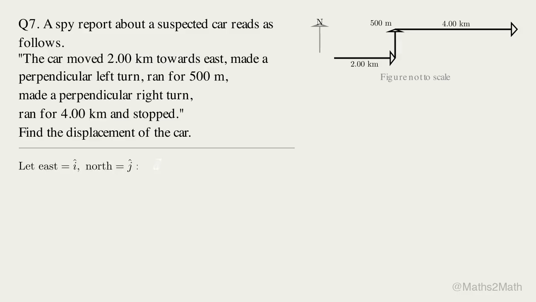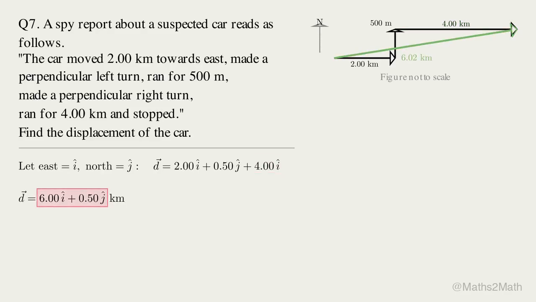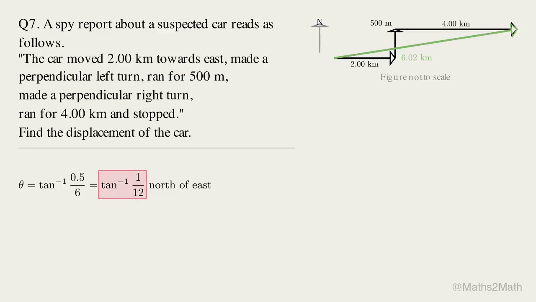Let east be x and north be y. The legs are 2 kilometers east, 0.5 kilometers north, and 4 kilometers east. Adding, 6 kilometers east and half a kilometer north. The magnitude is the root of 36 plus 0.25, which is 6.02 kilometers. Its direction is tan inverse of 0.5 over 6, that is tan inverse of 1 over 12, north of east. Hence, the displacement is 6.02 kilometers, at tan inverse 1/12 north of east.